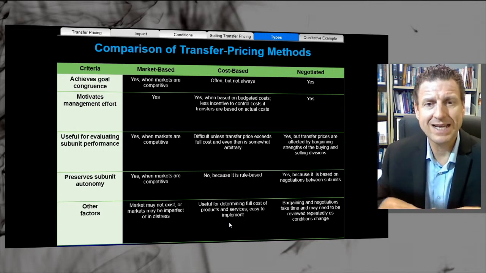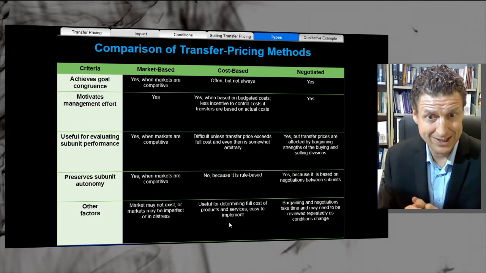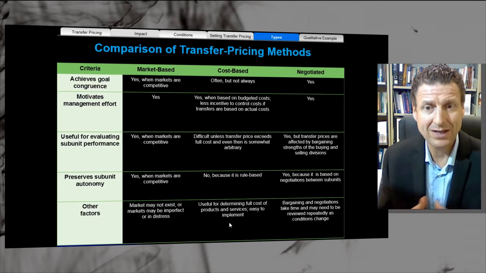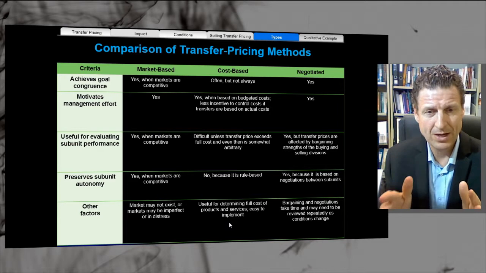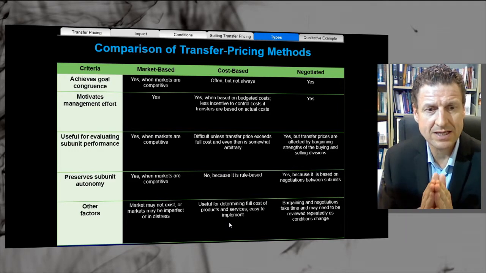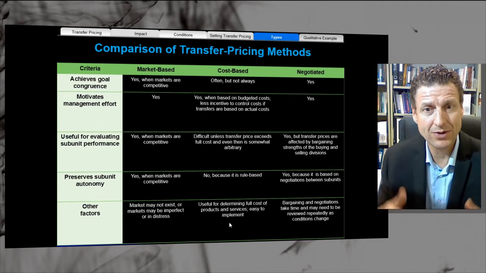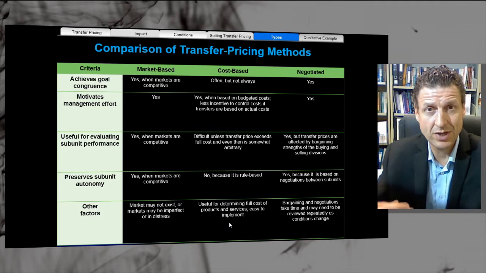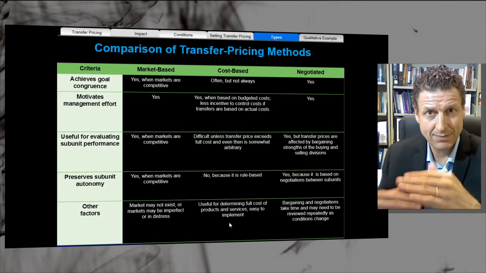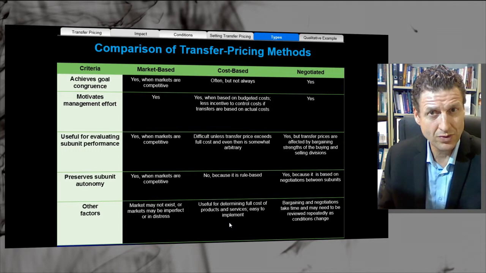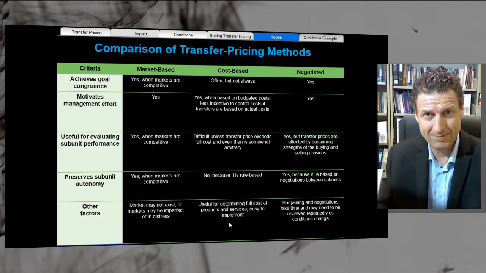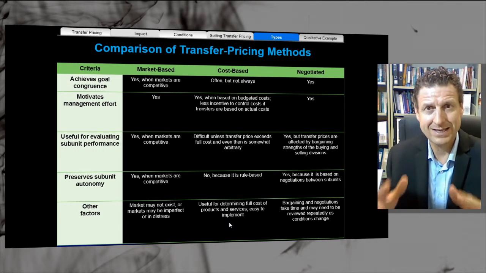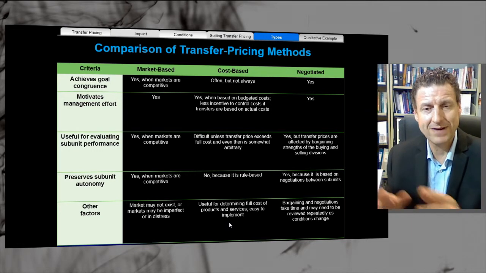For evaluating performance, it's difficult unless the transfer price exceeds the full cost. Even then, it's somewhat arbitrary. All right, what about cost-based? Does it preserve subunit autonomy? No, because it's rule-based. In other words, it's sort of like top-down. This is the transfer price that you need to use. It's your cost plus a certain percentage. There's a rule there, and divisions don't have autonomy to decide what the value of that transfer is. So as you can see, cost-based does achieve some objectives but doesn't achieve other objectives.